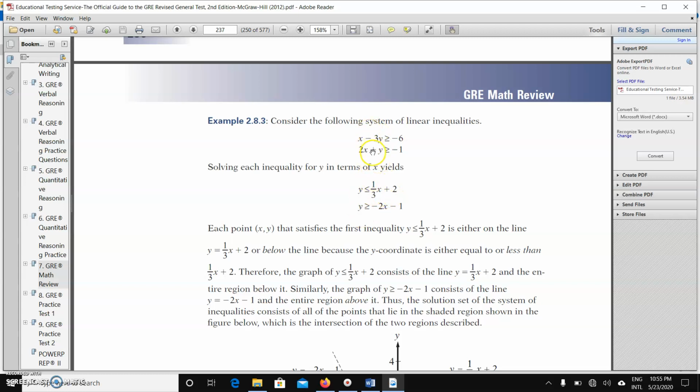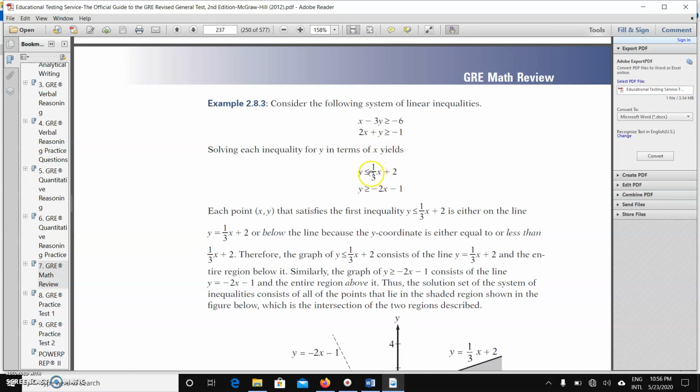It doesn't change anything, but you have to understand that. In the second one, 2x goes to the other side, that will be minus 2x minus 1, and so we have y greater than or equal to minus 2x minus 1. Now nothing is changing in the sign because you're not dividing by a negative. However, this does not even matter. I'm just showing you this is the equation form. This is how it needs to be in the equation form. You understand?